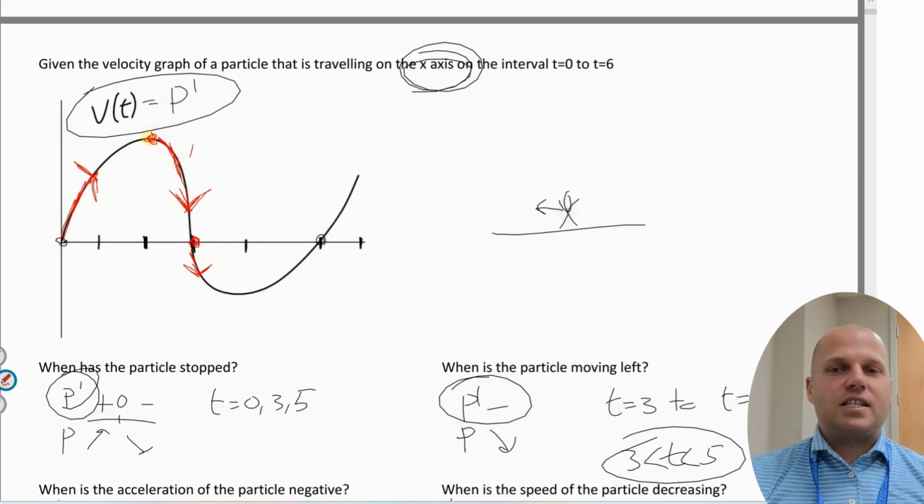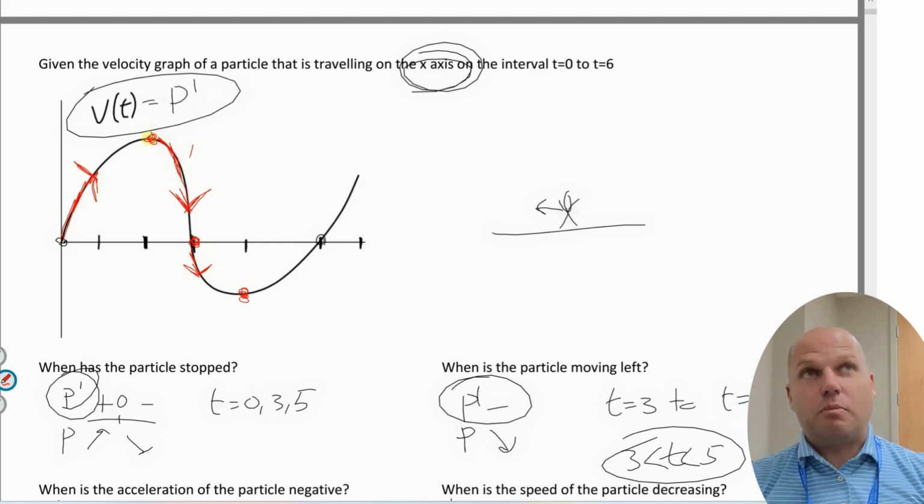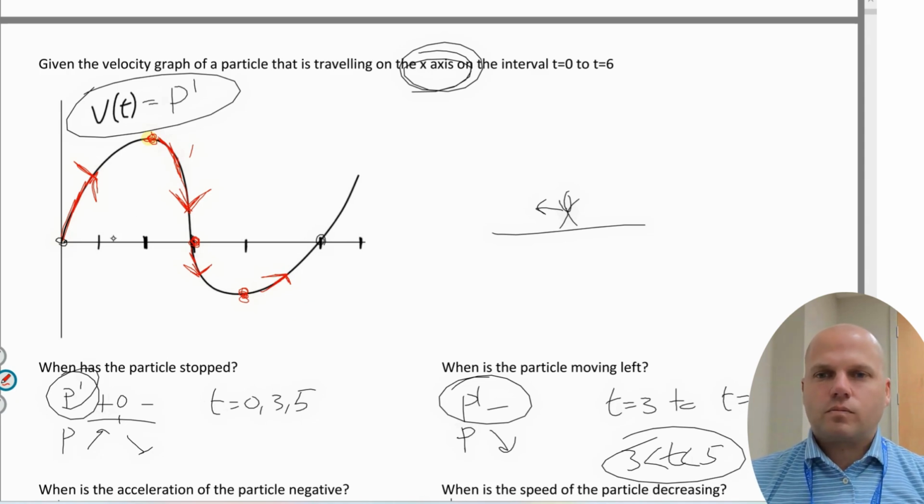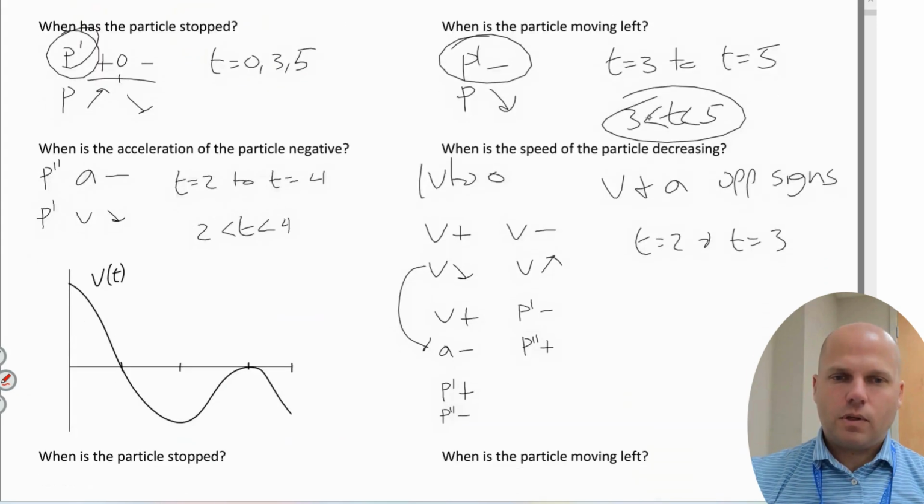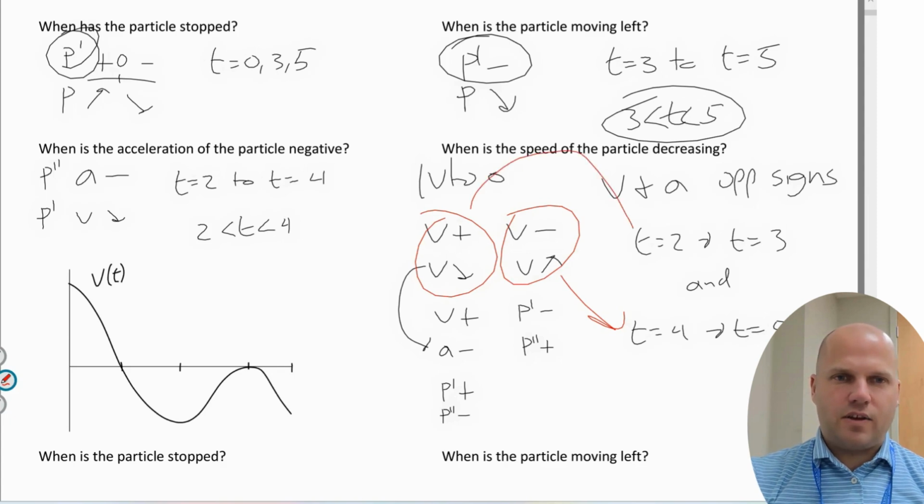left because my velocity is negative, my position is decreasing, and it will speed up to the left until it hits a maximum negative velocity or minimum velocity, which means it's traveling to the left, but then my velocity starts getting closer to zero. My velocity is negative and increasing from 4 to 5. These are my velocity values that are negative and increasing. These are velocity values that are positive and decreasing. Cool.